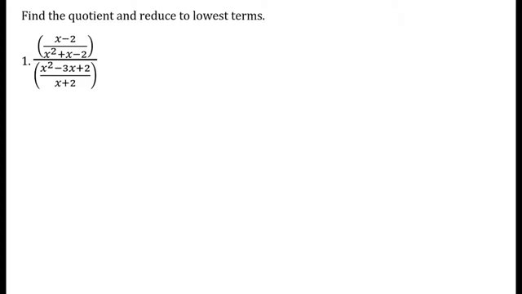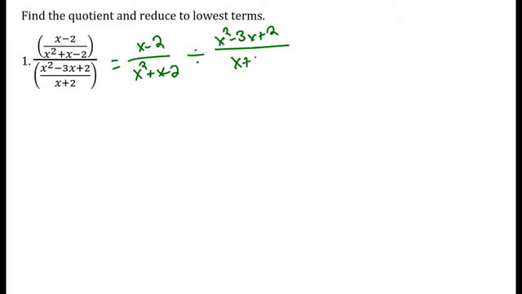We want to find the quotient and reduce it to lowest terms. So number 1 says (x minus 2) divided by (x squared plus x minus 2), that rational expression, divided by (x squared minus 3x plus 2) divided by (x plus 2).